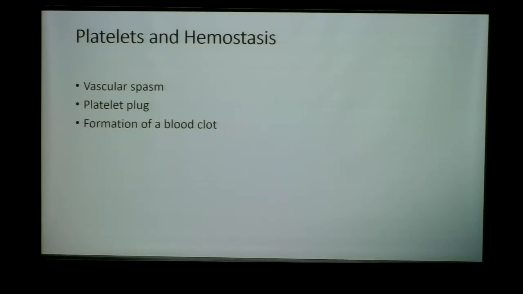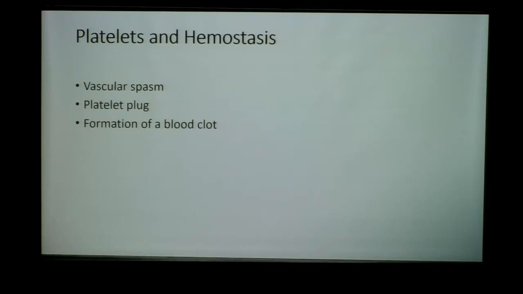On to look at platelets and hemostasis. This has to do with clotting of the blood, wound healing, a really important function for homeostasis, a really protective function to prevent us from bleeding out, right? There are three processes involved in hemostasis.